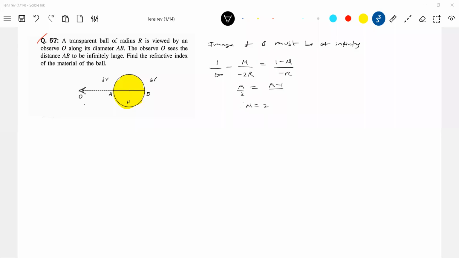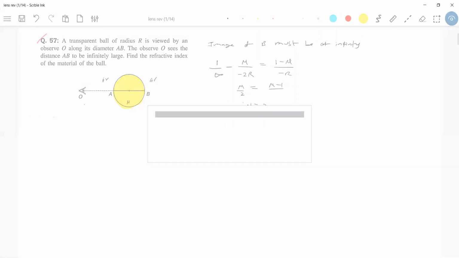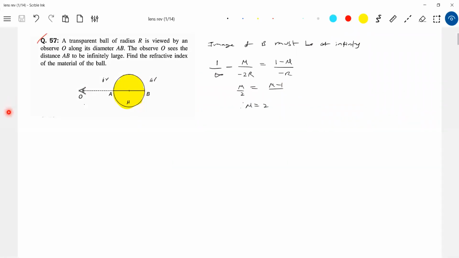Okay, I think connectivity was lost. If the image of B is at infinity, then it will become infinitely large. So assume that the observer is present almost at this particular point, very near here. If the image of B is at infinity, this will appear to be infinitely large. These are small objective questions. We know the formula, but how you use the conditions is very important here.